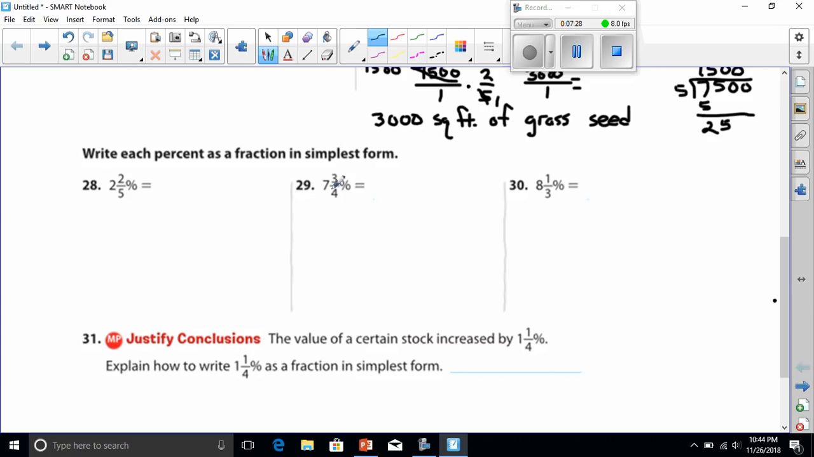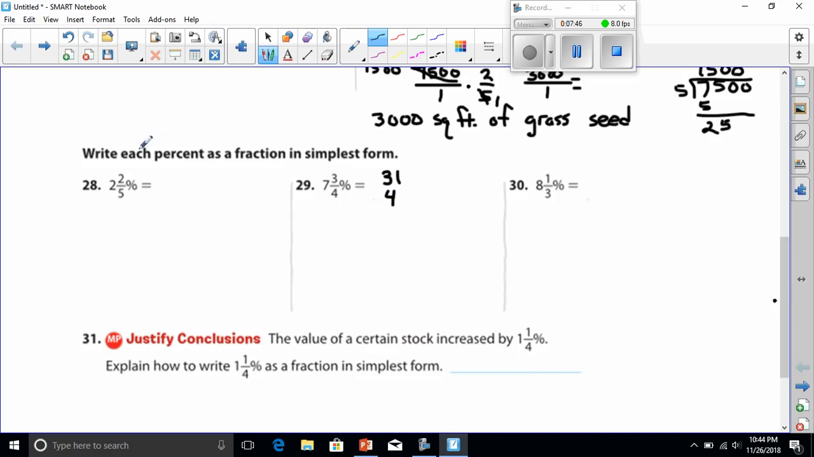There's a couple ways I could do it. The first way, turning it improper, would be 7 times 4. That would be 28, and 28 plus 3, 28, 29, 30, 31. So that'd be 31 over 4.